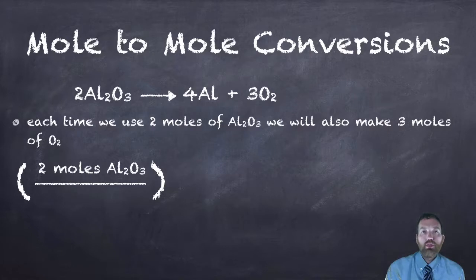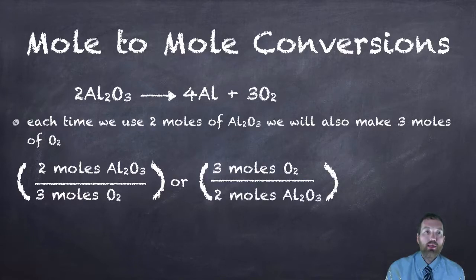There's always two conversion factors that you can make from any truth. I can have 2 moles of aluminum oxide over 3 moles of oxygen, or I could have 3 moles of oxygen for every 2 moles of aluminum oxide. This is just the same as saying there's 12 inches in a foot, or 1 foot is 12 inches. They're both this true statement, so it doesn't matter which way you arrange it. When you're doing conversion problems, it's up to you.